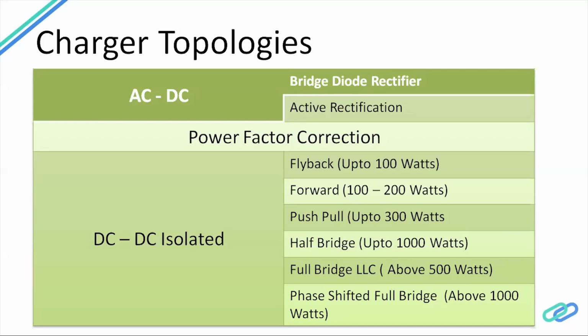Generally, if you want to design a charger up to 100 watts or so, we go for flyback converters for DC to DC conversion. Then for a bit higher power level, we go with forward converters. Then above that, push pull converters are there. Then half bridge converters, full bridge converters, and finally the phase shift full bridge converter, based on our application and power level.